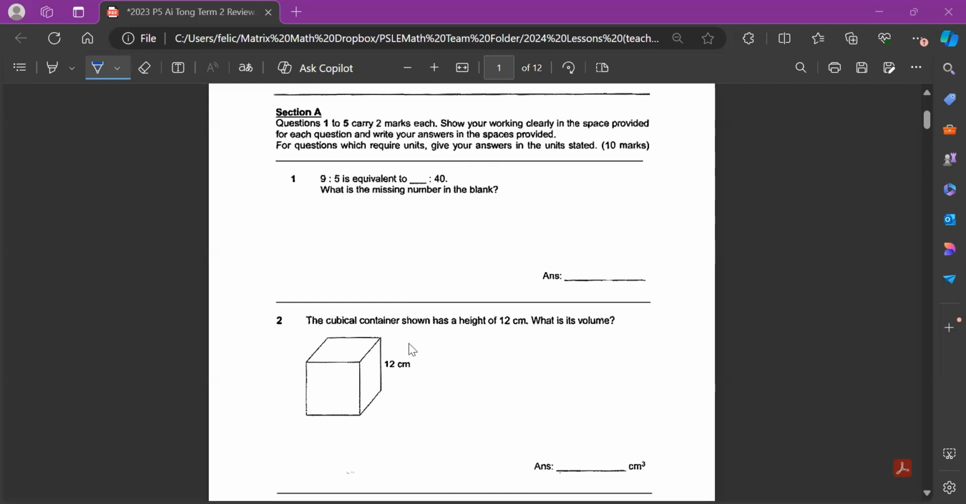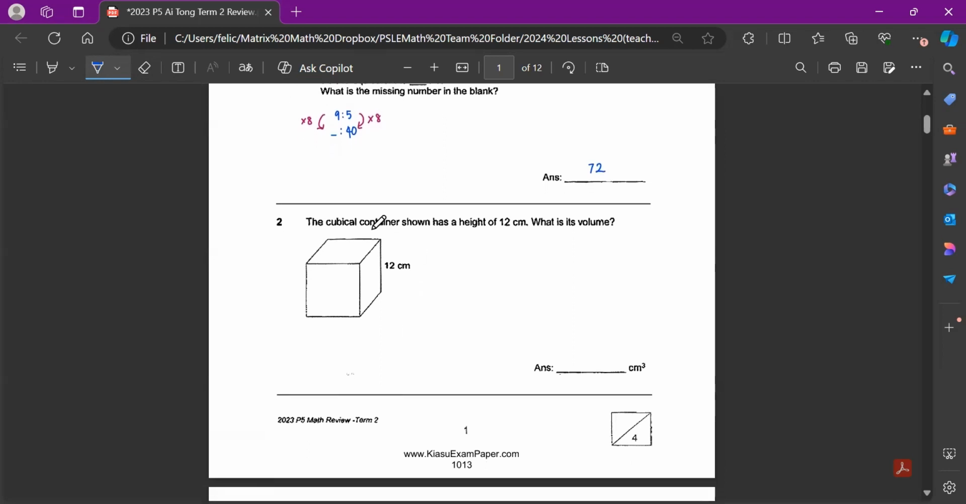So let's begin. 9 to 5 ratio is equivalent to something to 40. Okay, so I'm just going to start off by writing 9 to 5 and something to 40. I'll present it in this manner. Looking at the changes on the right-hand side, you notice that 5 times 8 actually gives us 40. Hence, you apply the same thing to the left-hand side, also times 8. Okay, and that gives us 9 times 8, which is 72. So that's the missing number.